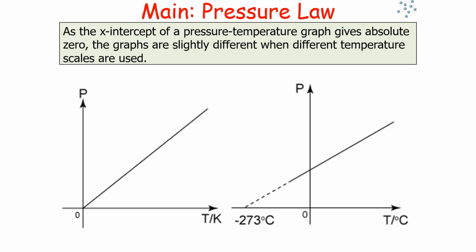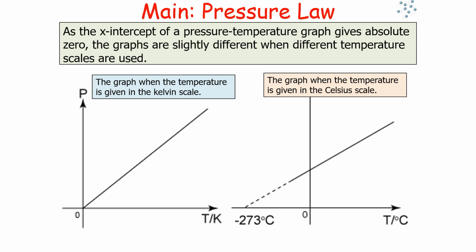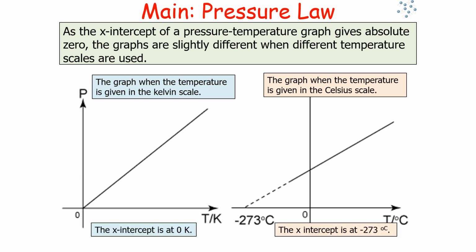Now again, as the x-intercept of a pressure temperature graph gives absolute zero, the graphs are slightly different when different temperature scales are used. So on the left hand side we've got when the temperature is given on the Kelvin scale, and on the right hand side when the temperature is given on the Celsius scale. Once again, our x-intercept in the Kelvin scale is at 0 Kelvin, whilst our x-intercept in the Celsius scale is at minus 273 degrees Celsius.